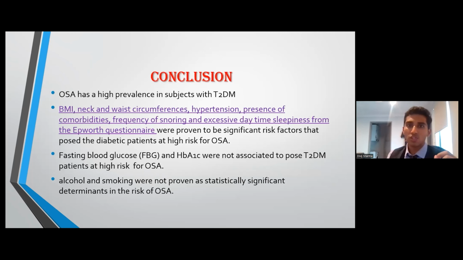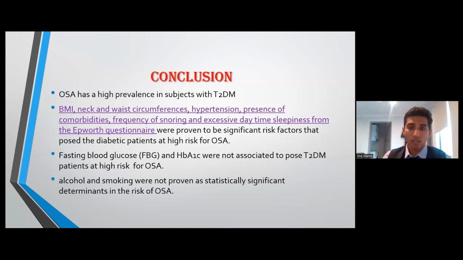So in a sense, the conclusion of our study is that obstructive sleep apnea has a high prevalence in type 2 diabetes mellitus patients. The significant risk factors in type 2 diabetes which predispose to high risk obstructive sleep apnea are the following, which I have underlined here: the BMI, the neck and waist circumference, hypertension, presence of other comorbidities like dyslipidemia, chronic liver and kidney diseases, frequency of snoring, whether they are habitual snorers or simple snorers, and excessive daytime sleepiness from the Epworth questionnaire were proven to be high risk. And for all of them, the p-value was less than 0.05.